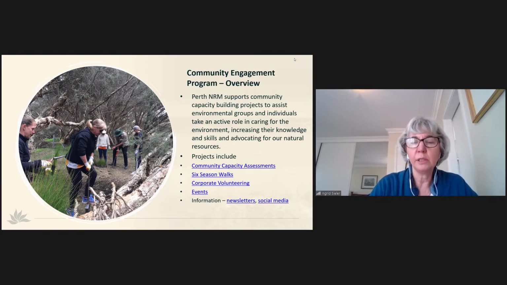Our projects include the ones that I'm talking about, which is the community capacity assessments, a six-season walk program that we run with Aboriginal elders, which includes walks and cultural talks. We also support a corporate volunteering and student volunteering program. And this image here is of Bankwest volunteers helping the Armadale Gosnells Landcare group as part of that corporate volunteering. We do events around knowledge and information transfer, and then provide general information through our newsletters and social media.